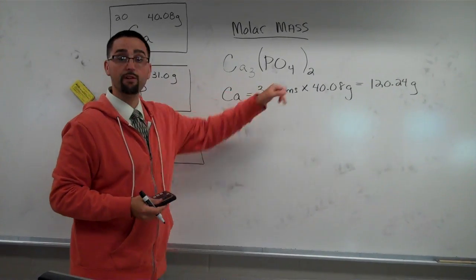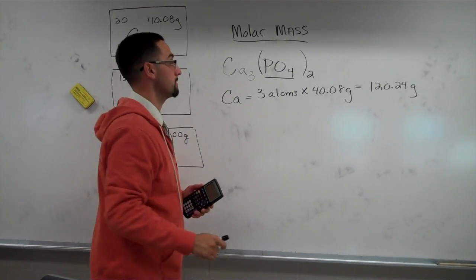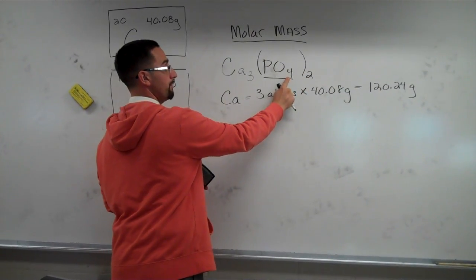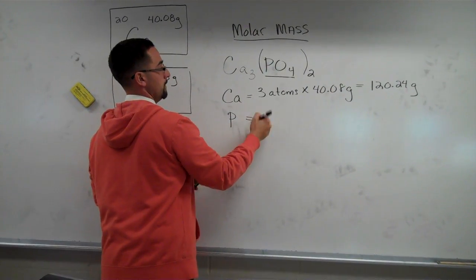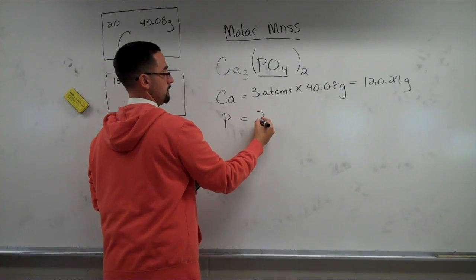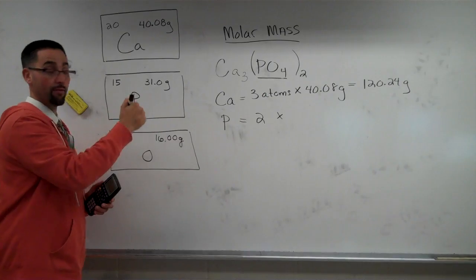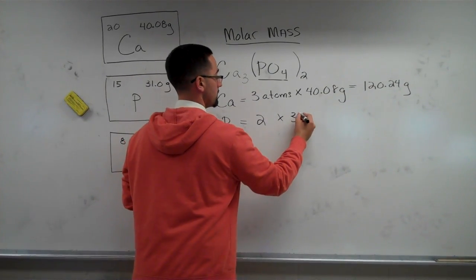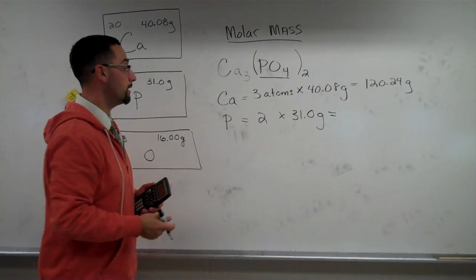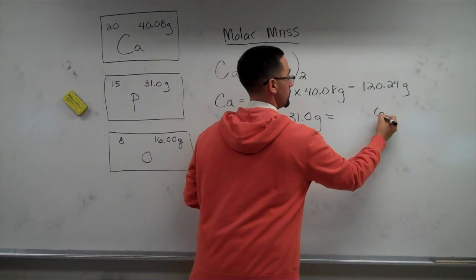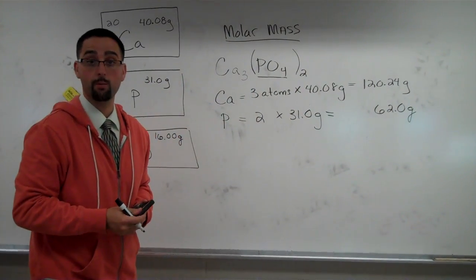Okay? Next we have a phosphate ion here, PO4. But we have to keep in mind that we have 2 of those. So we have to distribute this 2 to the 4 and to the 1, understood. So phosphorus, we have 2 phosphorus times its molar mass. And the periodic table says that phosphorus is 31 grams. Okay, so that's going to be 2 times 31, and that's going to contribute 62 grams to the total mass of the compound.